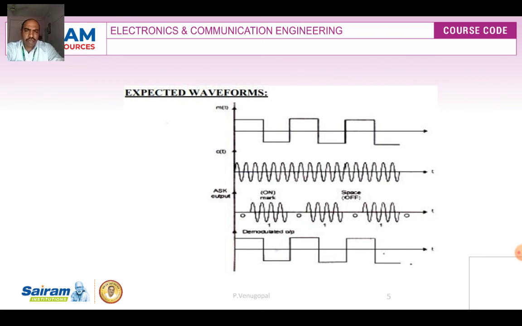This modulation technique is also called the on-off keying technique. You are observing that when the message is high, it is transmitting, so it is on. When the message is off, it is not transmitting, so it is off. Hence ASK is also called on-off keying. In the demodulated output, the original message is recovered, and little distortions are also present practically. So these are the ideal output waveforms. That's all about your ASK generation and detection.